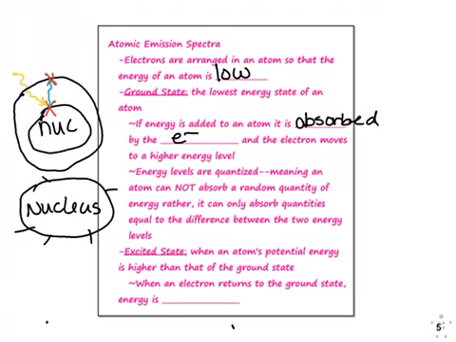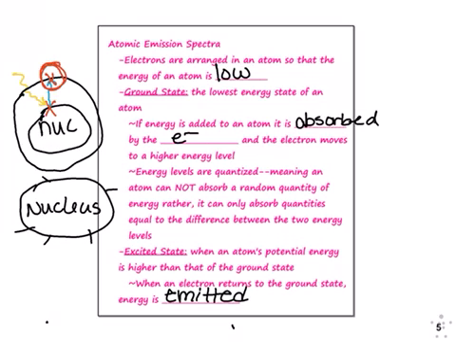That leads us to the next vocab word. An excited state is when an atom's potential energy is higher than that of the ground state. So right here, this is the excited state of that electron. When an electron returns back to the ground state, energy will be emitted.